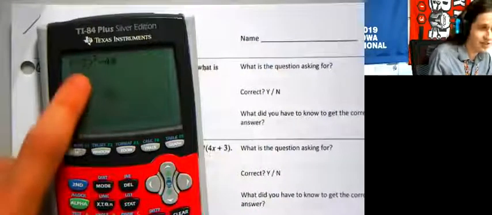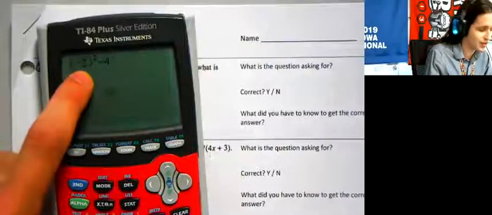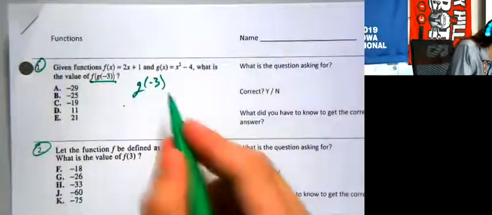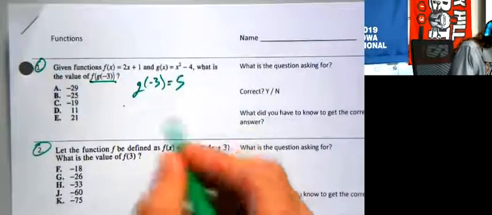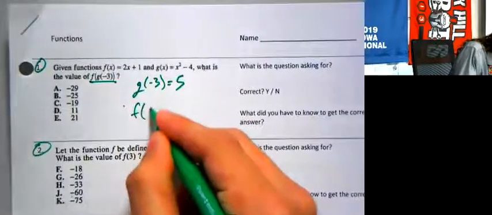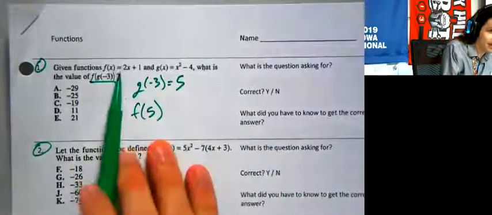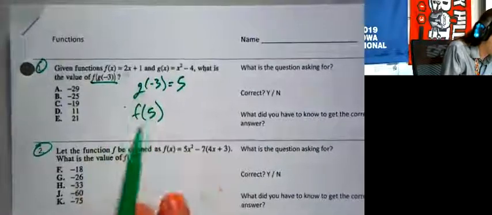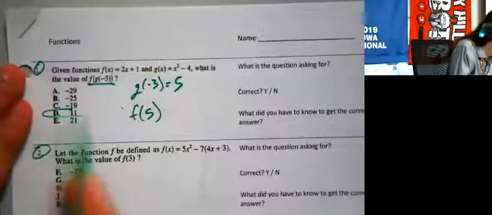Notice whenever I'm plugging stuff into a function, I'm going to always put it in parentheses. You do that as well. And you get 5. Okay, so now g of -3 is 5. So what do I do? I plug 5 into f. Might be able to do that one without any calculator. 2 times 5 is 10 plus 1 gets us to an answer of 11.